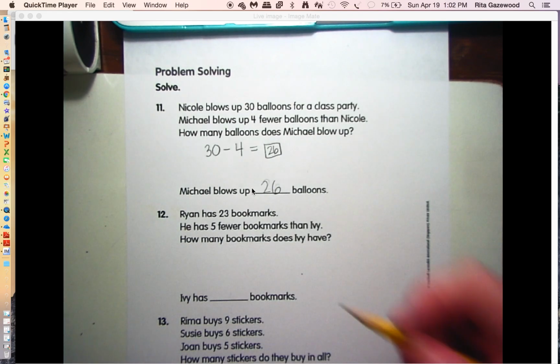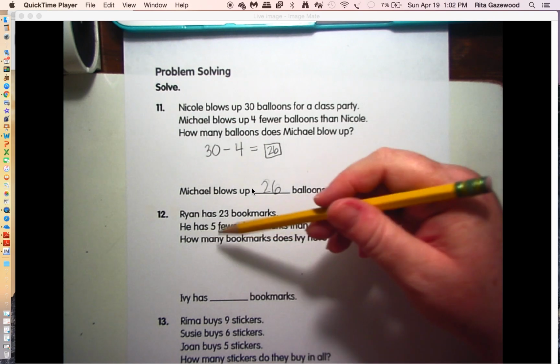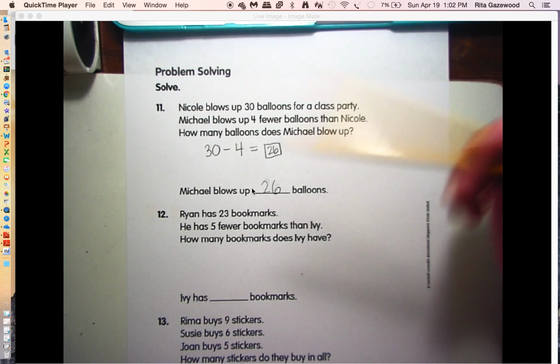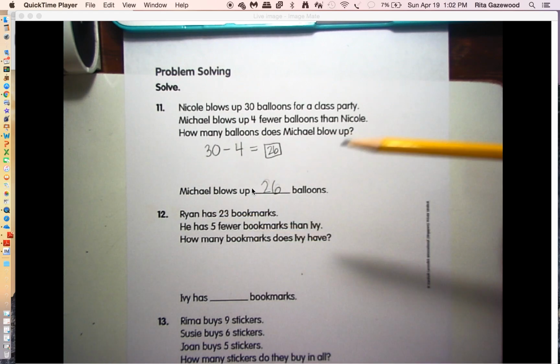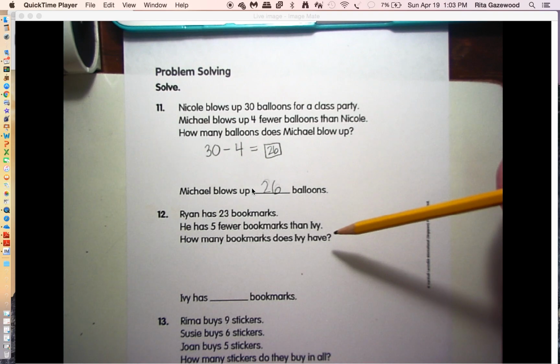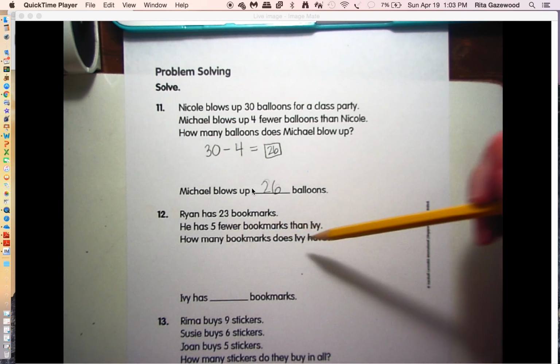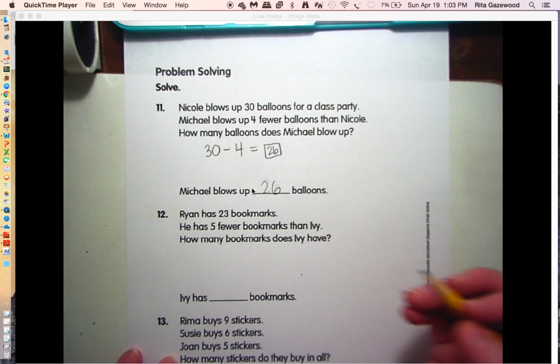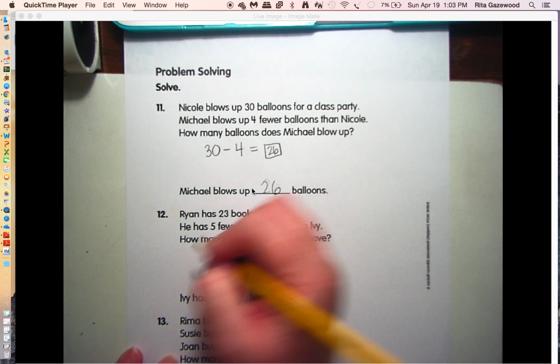Ryan has 23 bookmarks. He has 5 fewer bookmarks than Ivy. How many bookmarks does Ivy have? Let's read that one again. Ryan has 23 bookmarks. He has 5 fewer than Ivy. How many bookmarks does Ivy have? So we know that Ryan has 23 bookmarks.